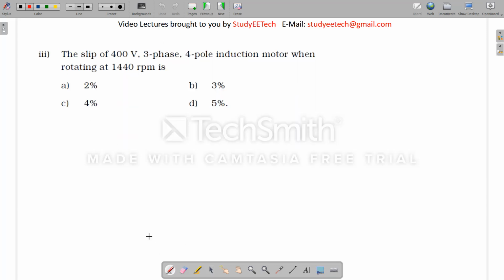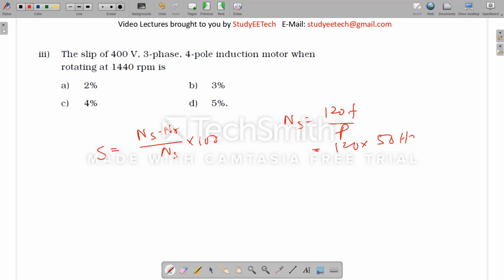First question, what is being asked? You have to calculate the slip and the parameters are given. So slip equals (ns minus nr) by ns into 100. We have solved this type of question previously, but to calculate ns, this is equal to 120 f by p. So 120 times frequency, 50 hertz, by p equal to 4.